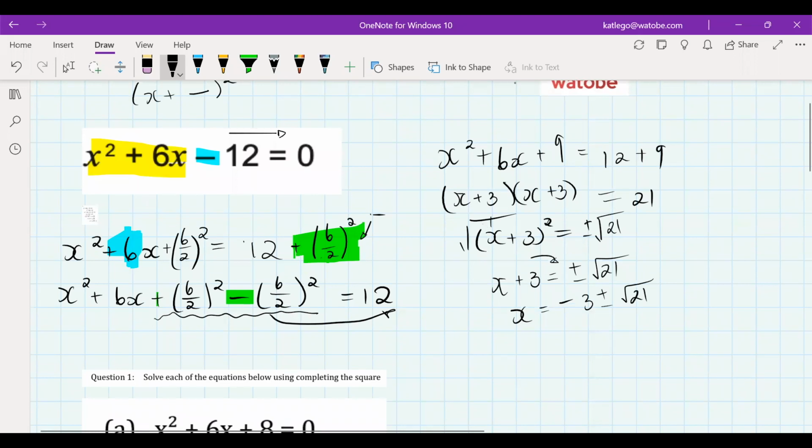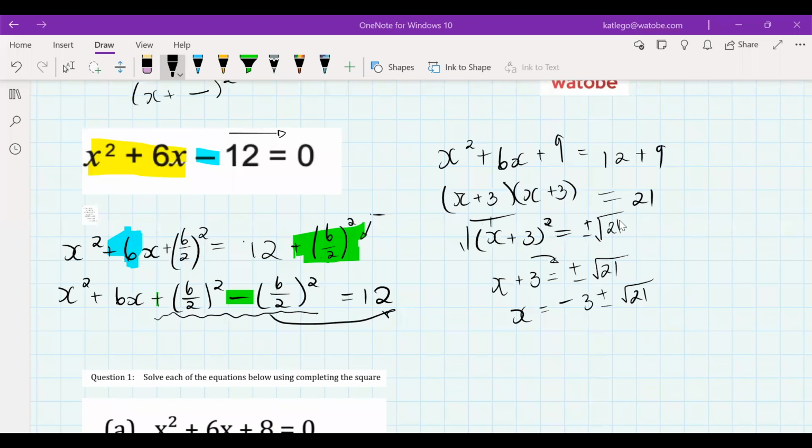Yes, I saw a hand. Pila? Hello, ma'am. Yes, ma'am. So since you left your answer like that, can we further simplify it and say that x is equal to negative 3 plus root 21 or negative 3 minus root 21? Yes, you may do that.